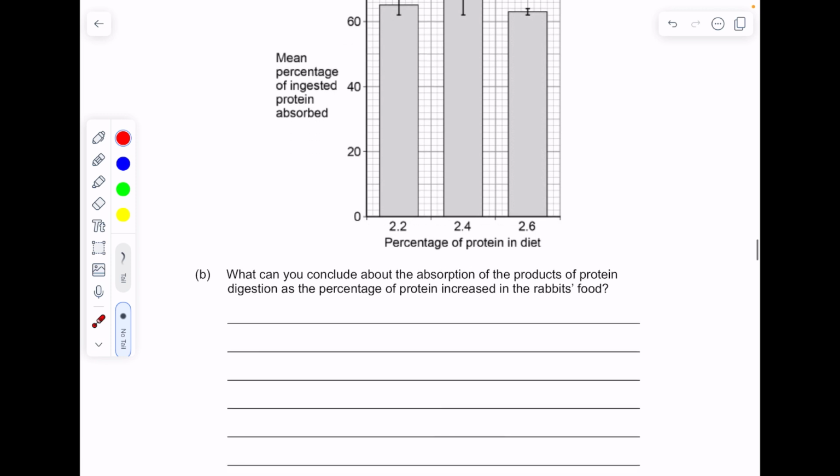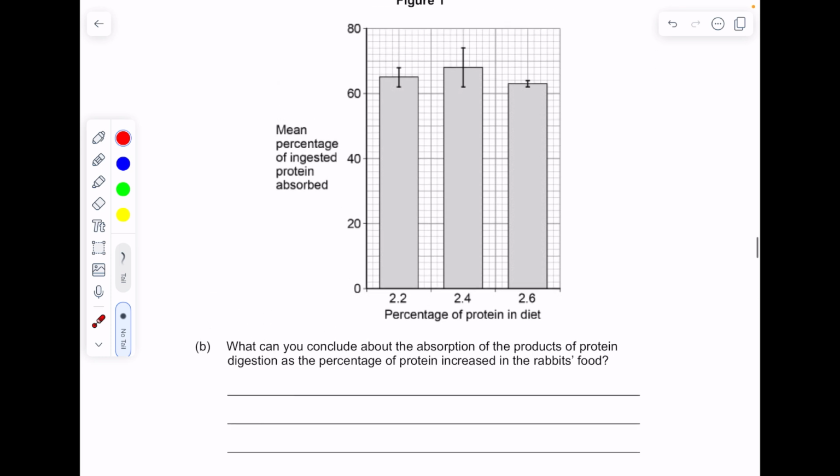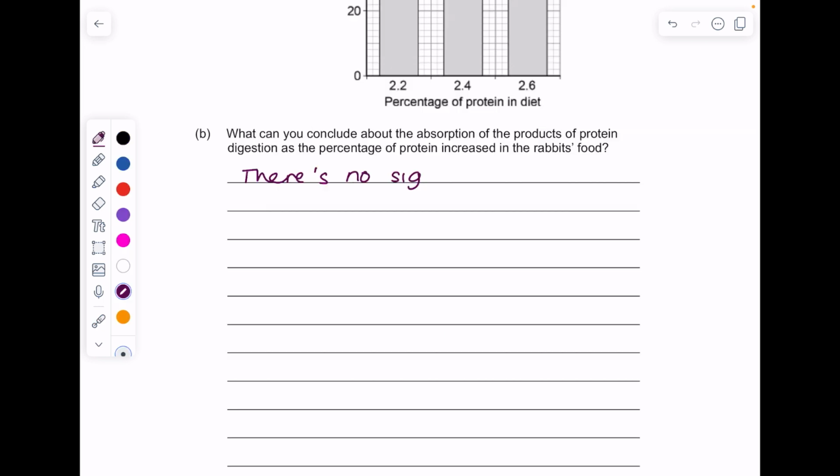So what can you conclude about the absorption of the products of protein digestion as the percentage of protein increased in the rabbit's food? So here it is increasing. Here's the mean percentage of ingested protein absorbed. So you can see that we really need to understand what standard deviation means, because I'm going to start by saying that there's no significant difference in the protein absorption as you increase the percentage of protein in the diet. And the reason for that is because the standard deviation error bars overlap. And what that really means is that the mean percentage of ingested protein absorbed is not affected by the percentage of protein in the diet.